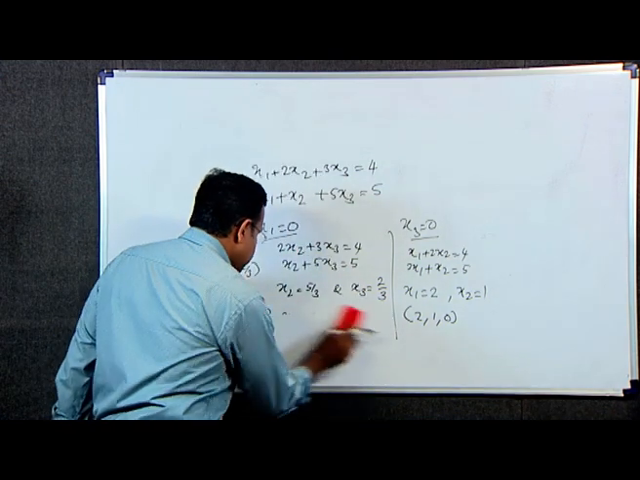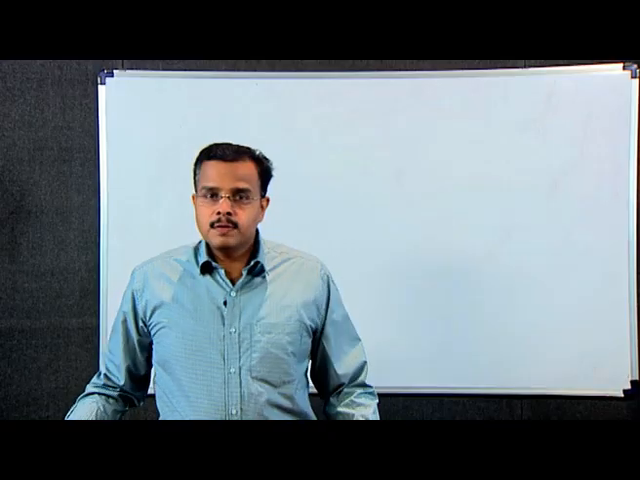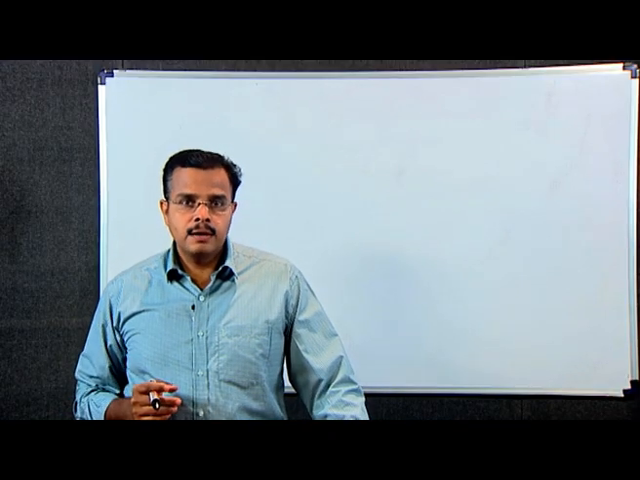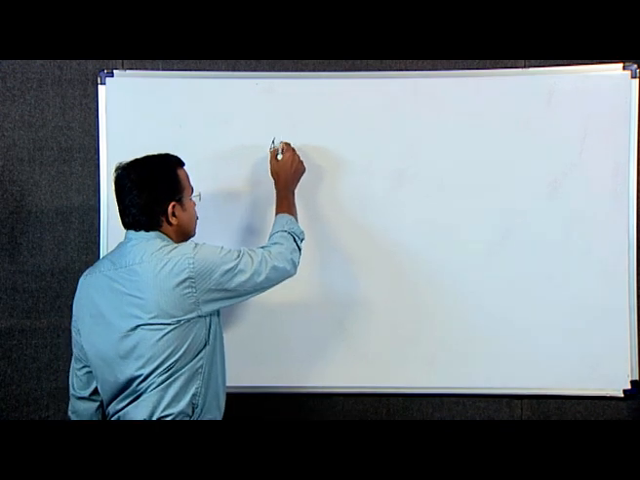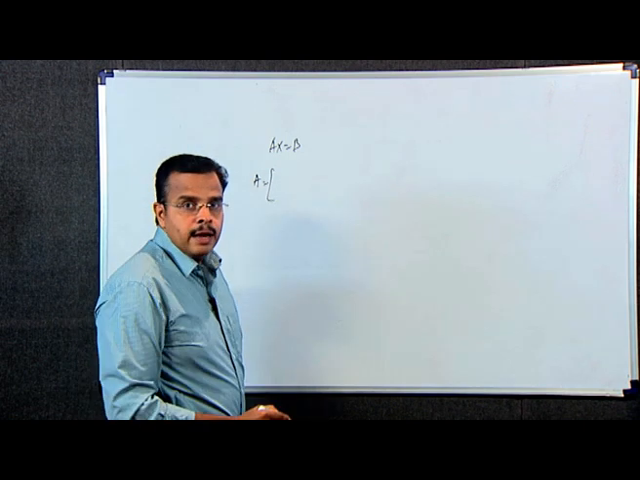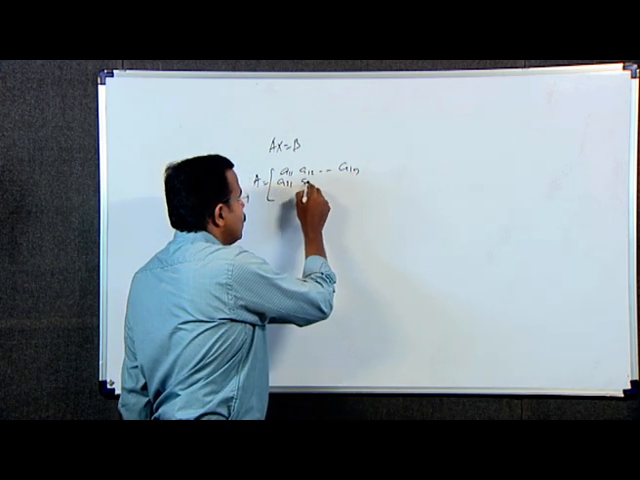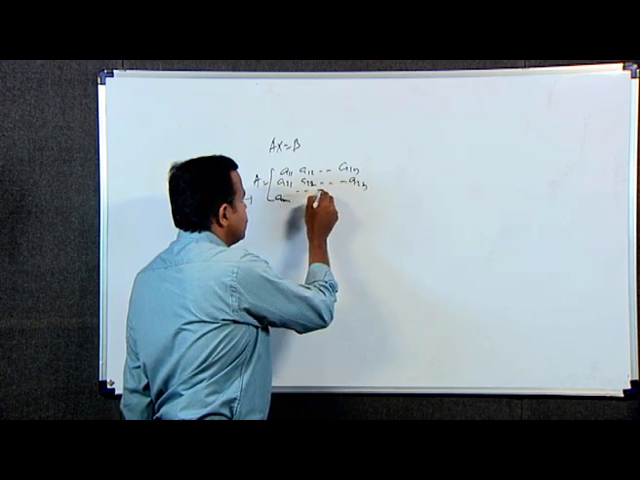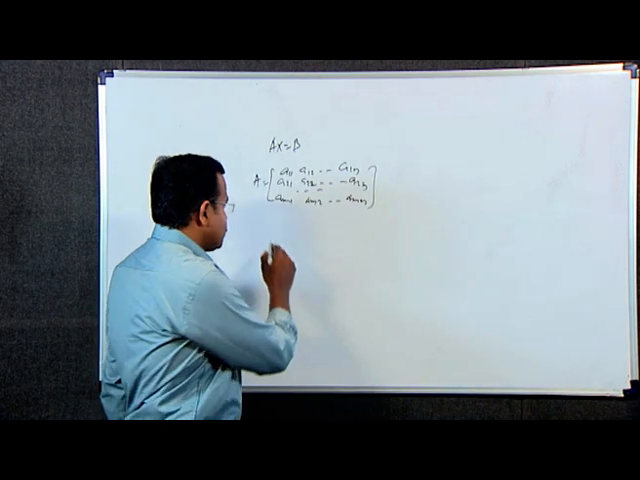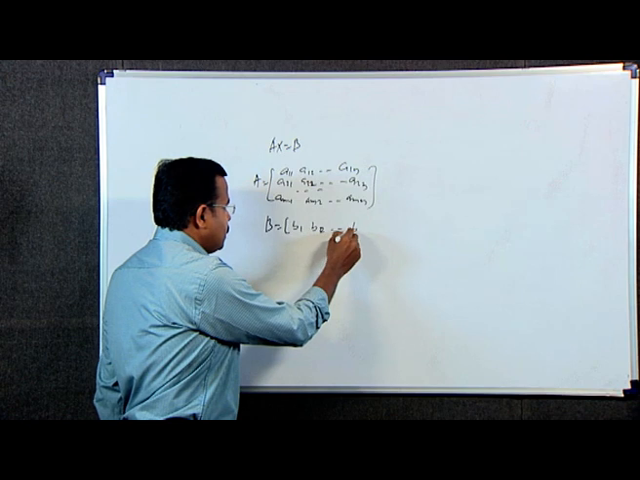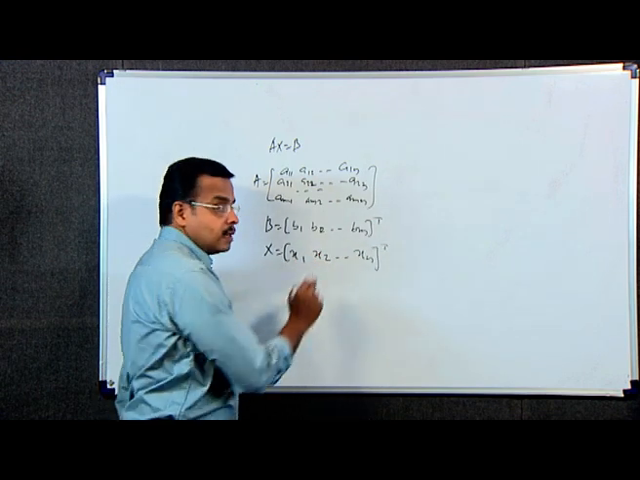Now, the canonical form of equations. Let x1, x2, etc., xm be a set of basic variables corresponding to a system of equations Ax equal to b, where A equal to a11, a12, etc., a1n; a21, a22, etc., a2n; etc., am1, am2, etc., amn; b equal to b1, b2, etc., bm transpose; and x equal to x1, x2, etc., xn transpose.